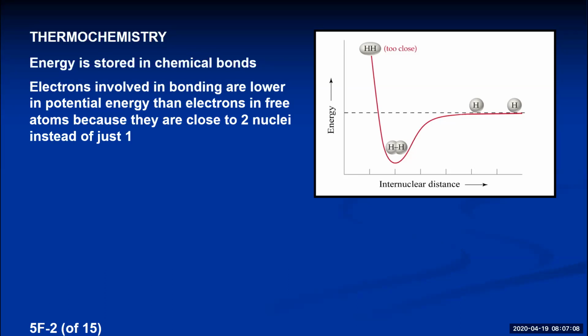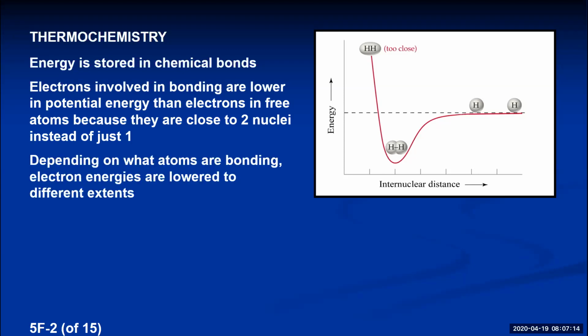This graph would be similar for any pair of atoms that are going to attempt to bond together. The only difference would be whatever the atoms are, that's going to determine how low the bonded atoms' energy is. If we take chlorine atoms instead of hydrogen atoms, chlorine atoms are naturally found as diatomic, because the diatomically bonded chlorine is lower in energy state than 2 monoatomic chlorine atoms.